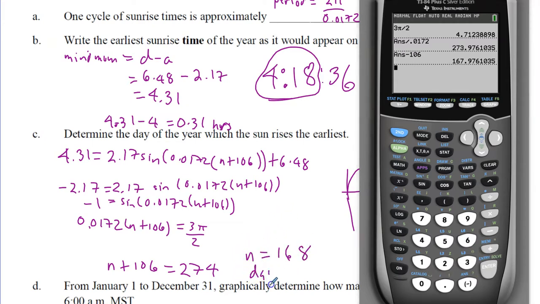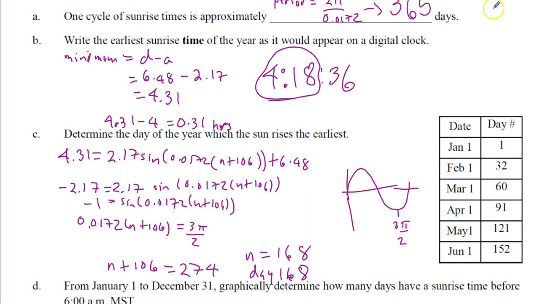So then minus 106 is 168. So day 168. So here we go. June 1st is day 152. So we're talking June 17th, well, 16 days later. Yeah, about June 17th. And what happens in June? Well, that's pretty close to the first day of summer. So the sun is going to rise its earliest on around the first day of summer.